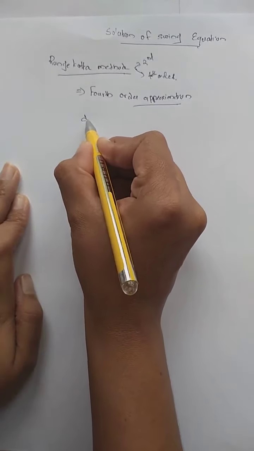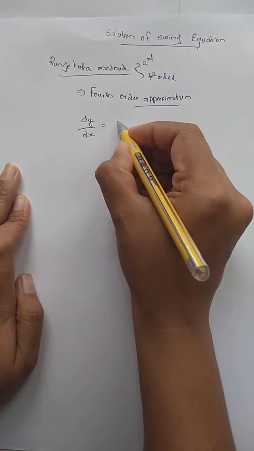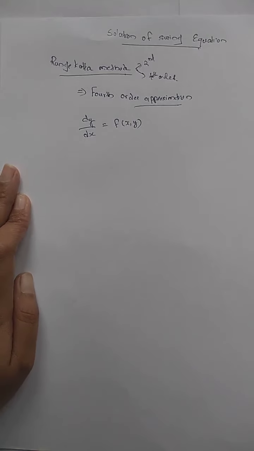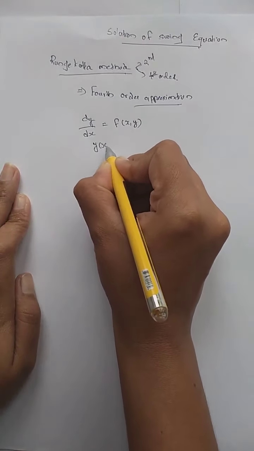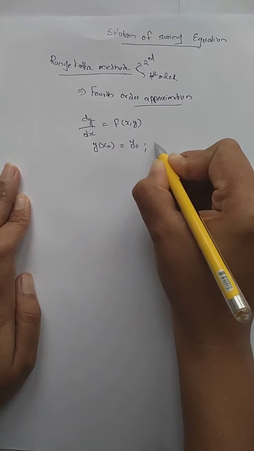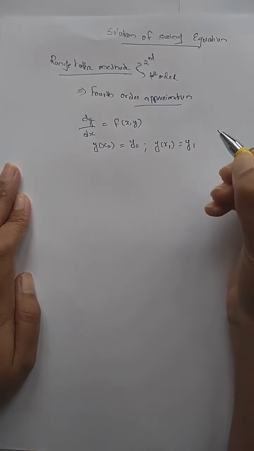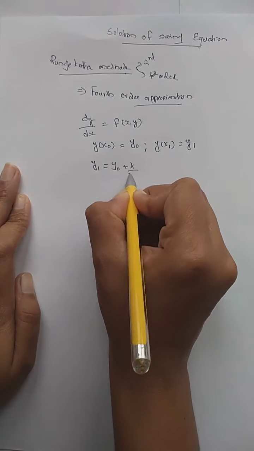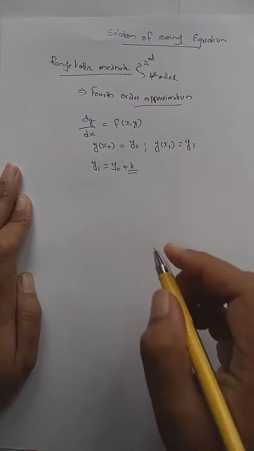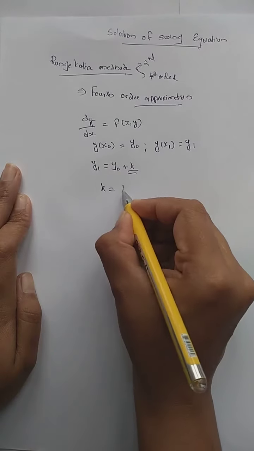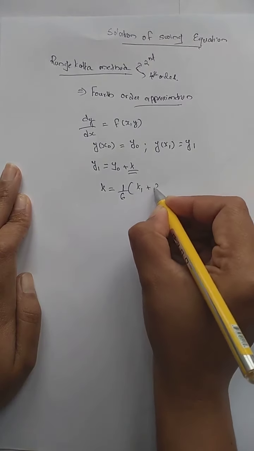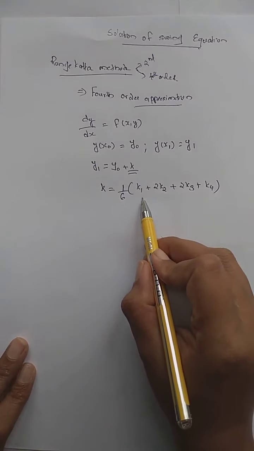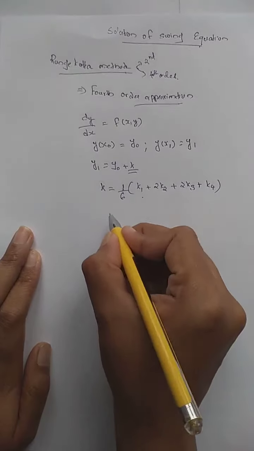So I am writing one differential equation, that is dy by dx is a function of x and y. If y of x0 is equal to y0 and y of x1 is equal to y1, then this y1 I can write as y1 is equal to y0 plus some constant k. And what is the value of this k? This k we should take as k is equal to 1 by 6 into k1 plus 2k2 plus 2k3 plus k4. And we have to find out what k1, k2, k3 and k4 are.